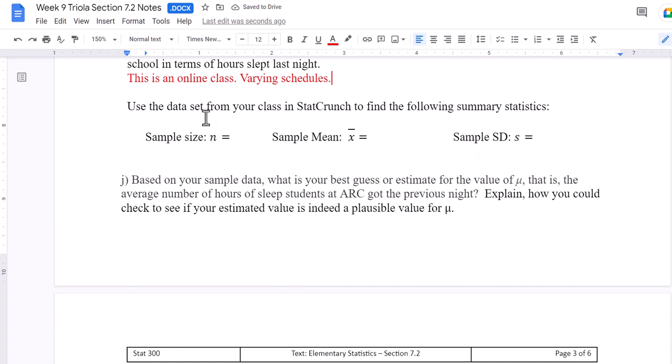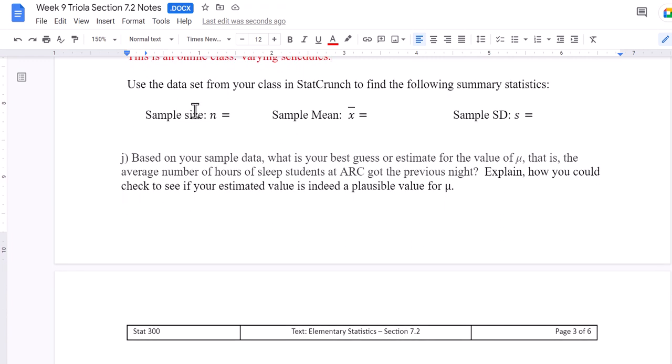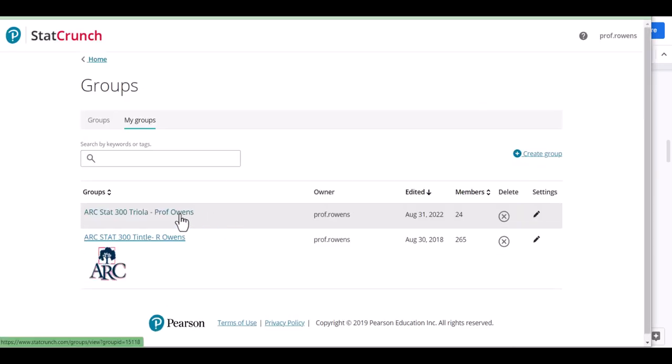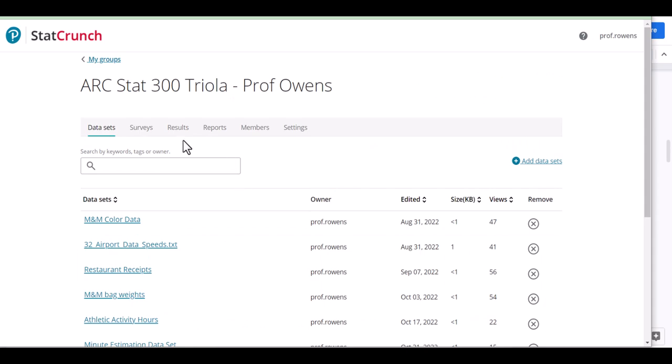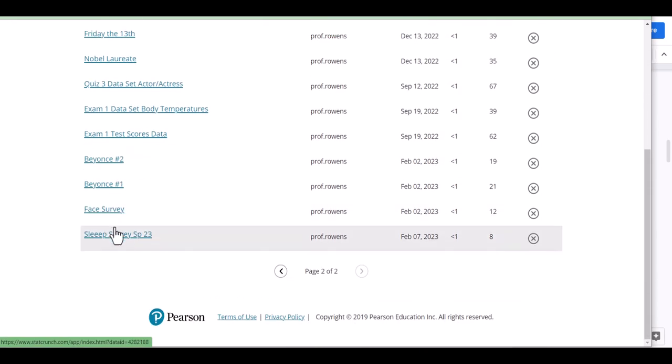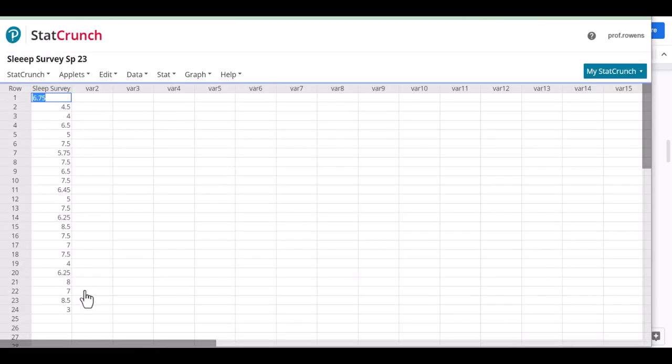All right, so let's use the data from your class in StatCrunch to find the following summary statistics. So go on to StatCrunch and let's find the sample size, sample mean, and the sample standard deviation. Once you are in StatCrunch, make sure you are logged in, go to My Groups, find our group and access the data. We're looking for sleep survey results, and here's our data.